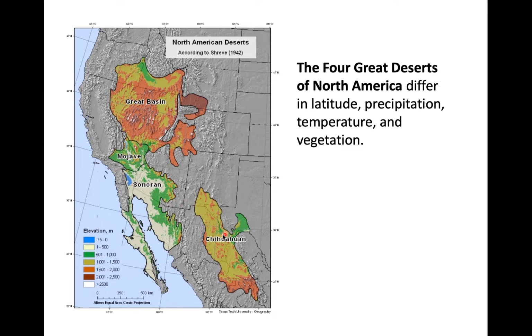All of them are relatively close to where we are right now. And you may not know, and I didn't know until I moved here, that these four deserts are quite distinct in latitude, in precipitation, and temperature, and also in vegetation. And that's why they get four different names.